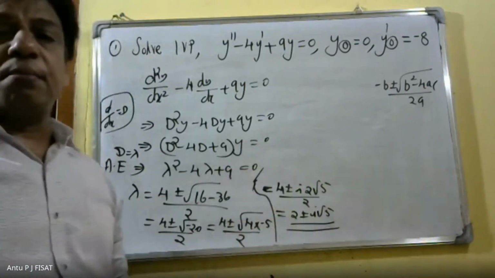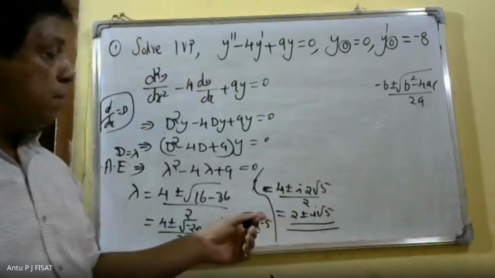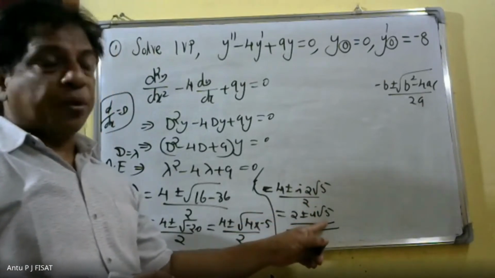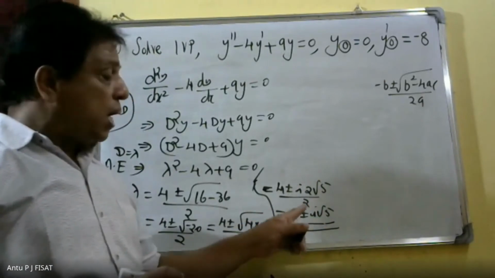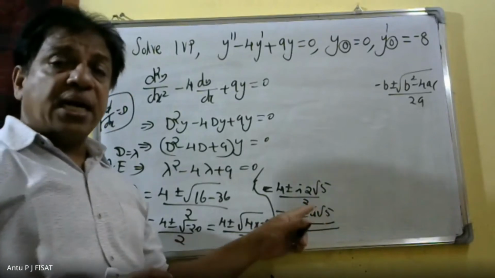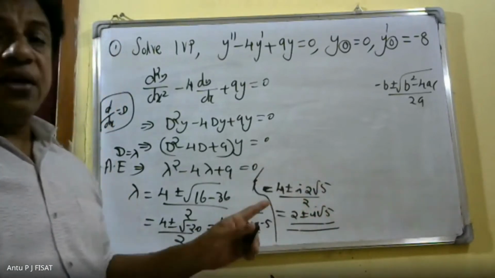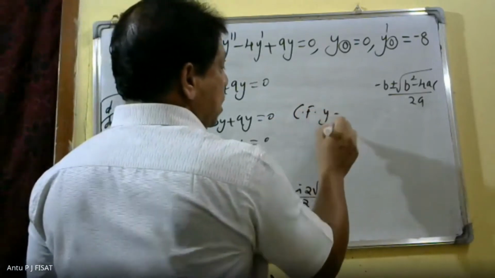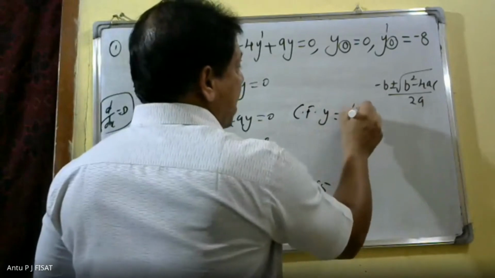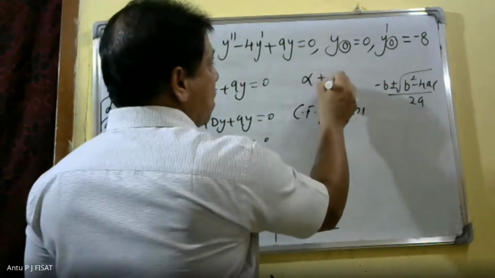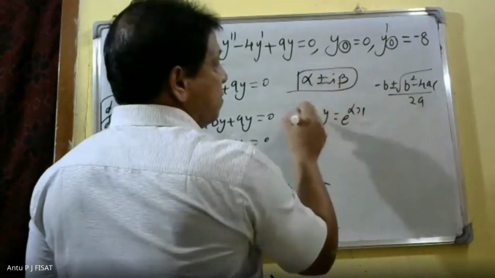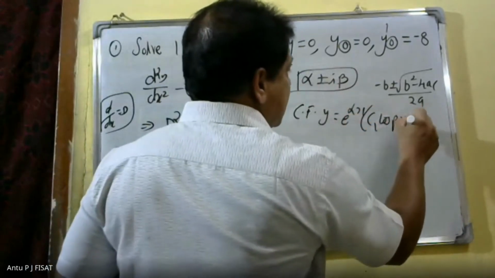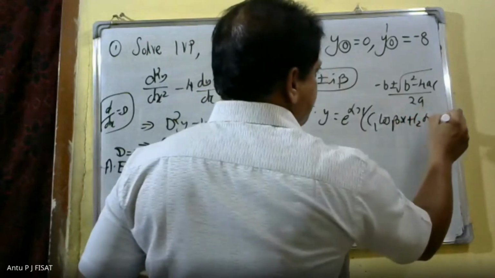This is a complex number in a plus ib form, where the real part is 2 and the imaginary part is root 5. That is case 3. In case 3, we write the complementary function. If the roots are in the form of alpha plus or minus i beta, we write y is equal to e raised to alpha x into c1 cos beta x plus c2 sin beta x.